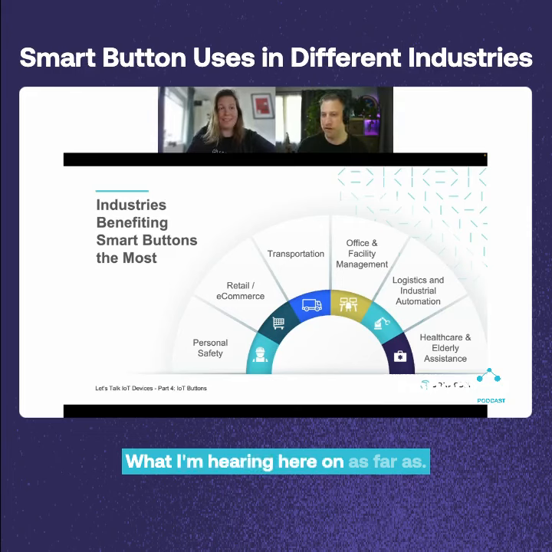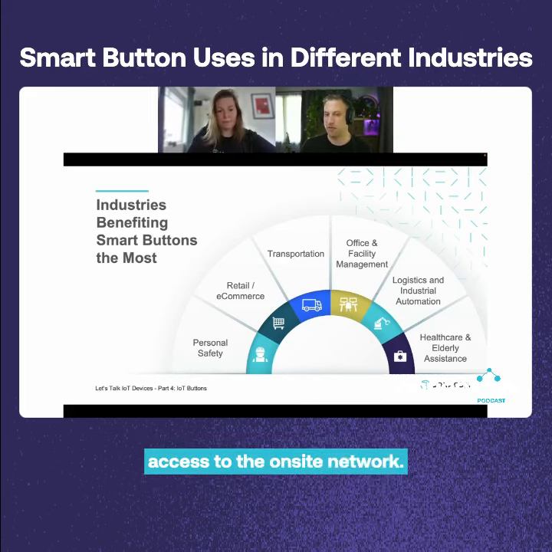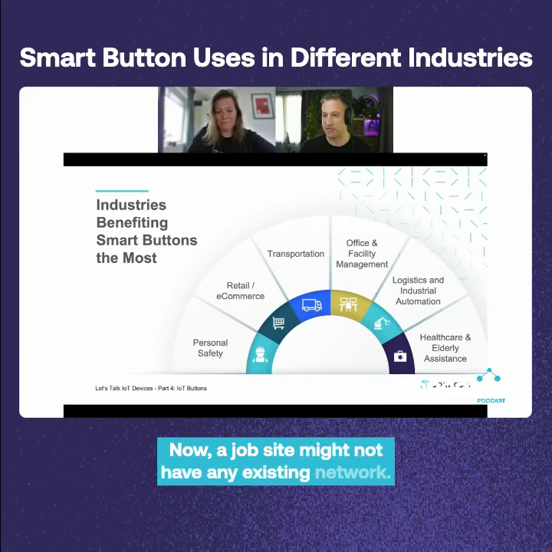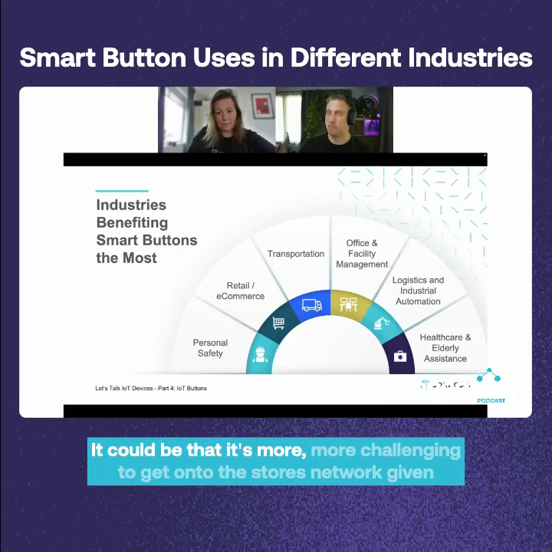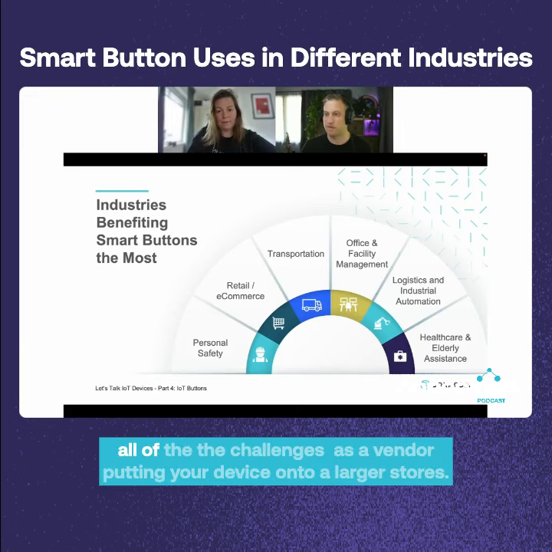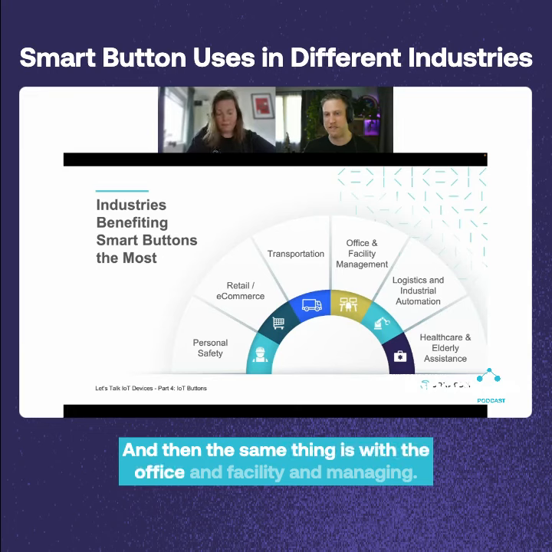What I'm hearing here as far as why there are different smart buttons: if you don't have access to the on-site network, a job site might not have any existing network. In the retail situation, it could be more challenging to get onto the store's network, given all of the challenges as a vendor putting your device onto a larger store's network because of point of sale. And then the same thing is with the office and facility management.